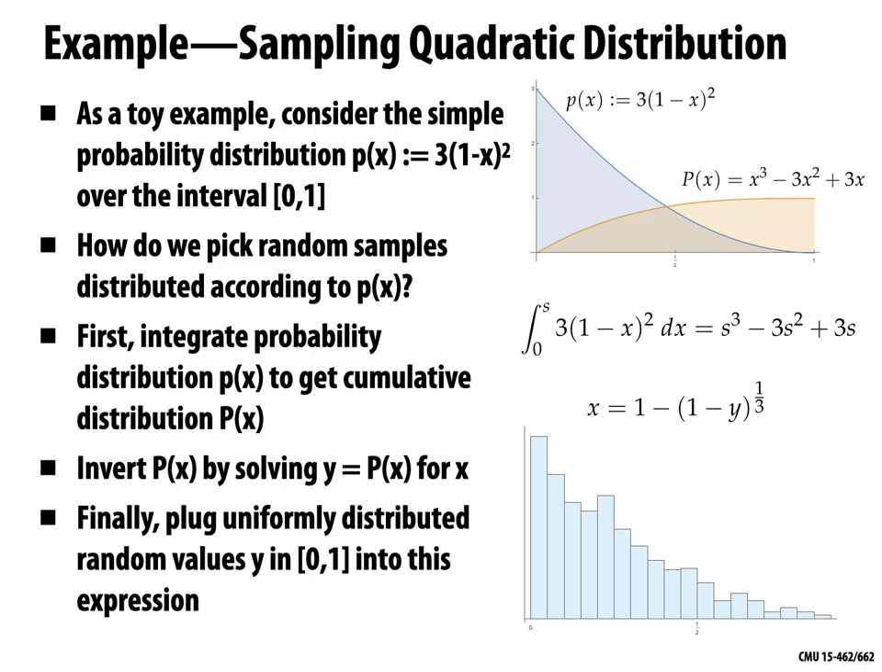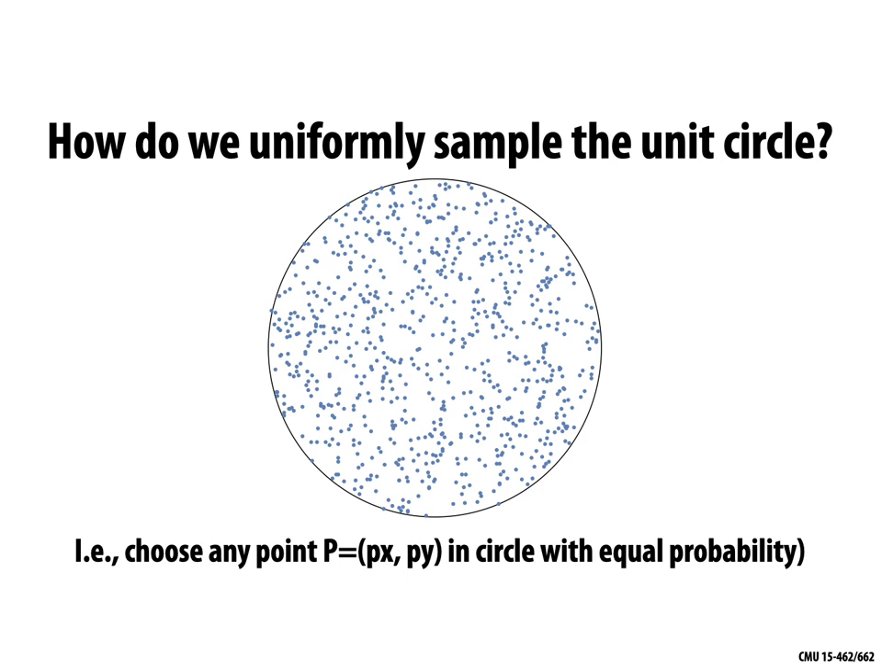Okay? So here's another question. So let's say you can't invert your CDF. In fact, let's say you can't even compute your CDF. All you know is the probability distribution that you want to sample from. That's also a very common scenario. There's plenty of things in rendering where it's not clear at all how to write down in closed form this inverse CDF. Well, how then can we still sample from the original probability distribution?